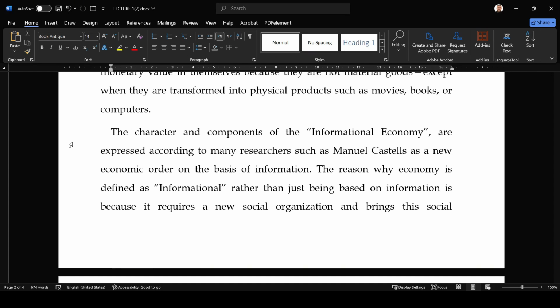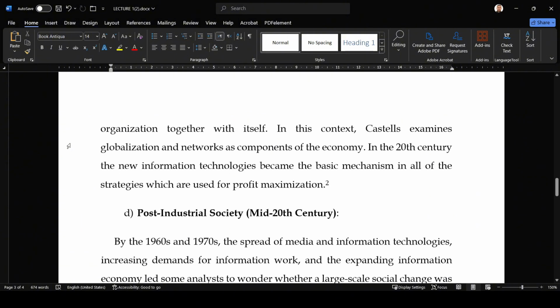The reason why the economy is defined as informational rather than just being based on information is because it requires a new social organization and brings this social organization together with itself. In this context, Castells examines globalization and networks as components of the economy. In the 20th century, the new information technologies became the basic mechanism in all of the strategies which are used for profit maximization.